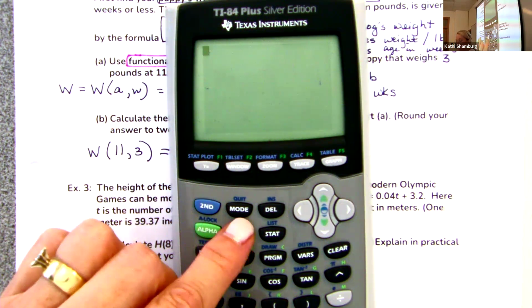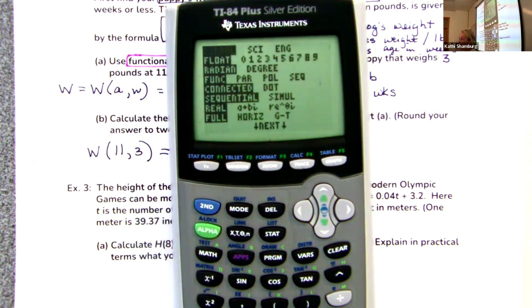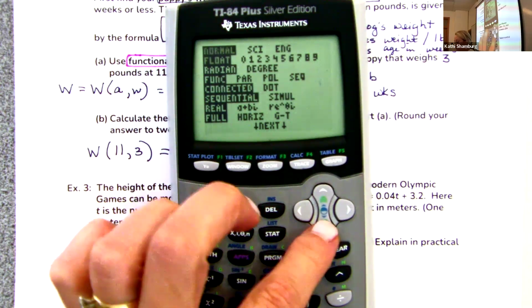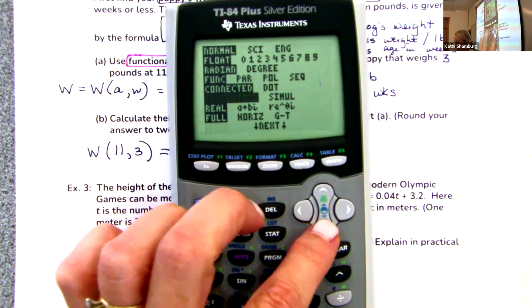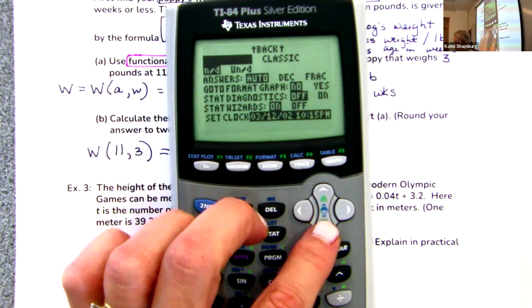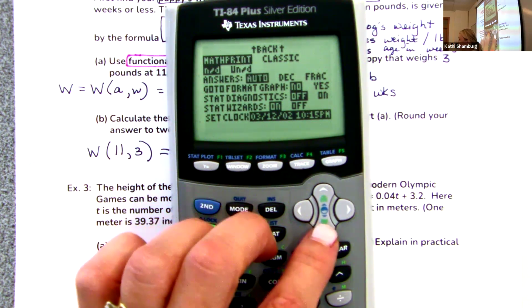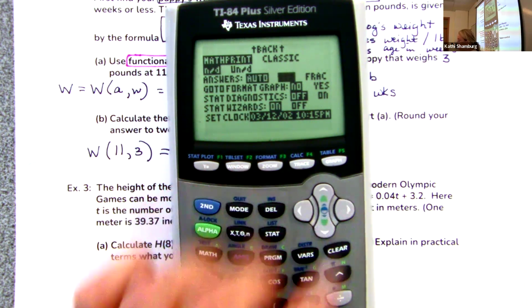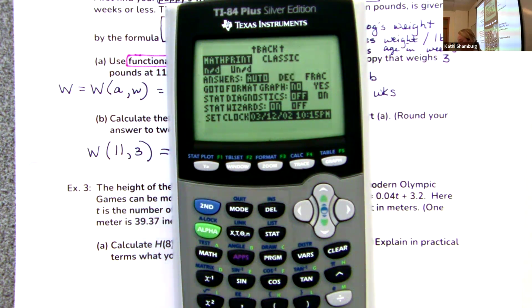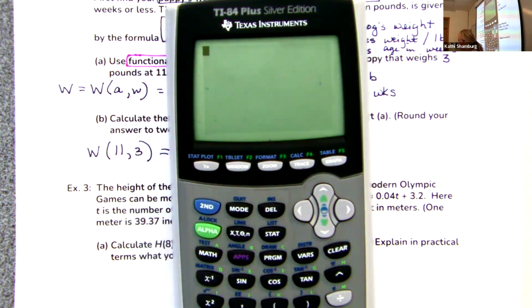On your calculator, find the button that says mode and push that. Now, down arrow, down, down, down, down, down, go to the next page, down, down, and you're going to see where it says answer. Mine was set at auto. I'm going to right arrow over. DEC is decimal, and then you have to push enter. Now I'm going to clear it out and put it back in and see if that fixed it.